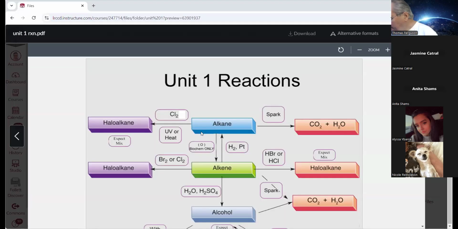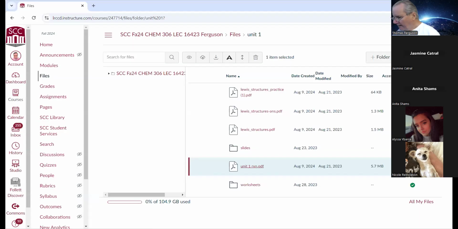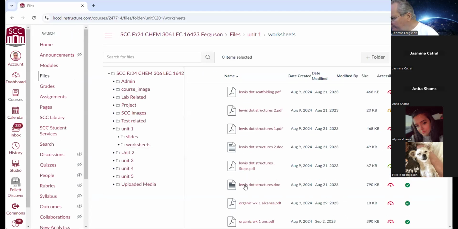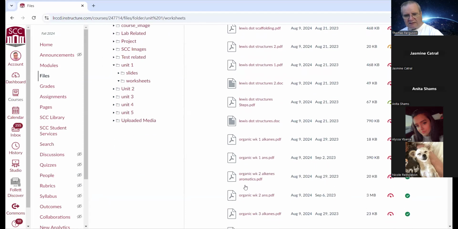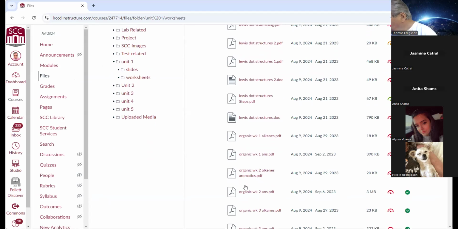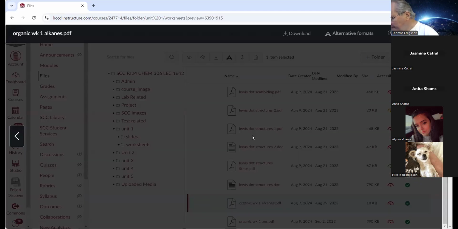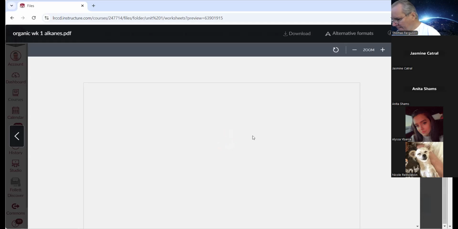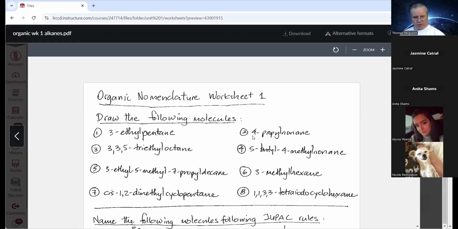So, don't forget to print this thing off. If you go to Files, Unit 1, Worksheets, I've given you some practice worksheets, besides the dry labs. Okay, so draw the following molecules.